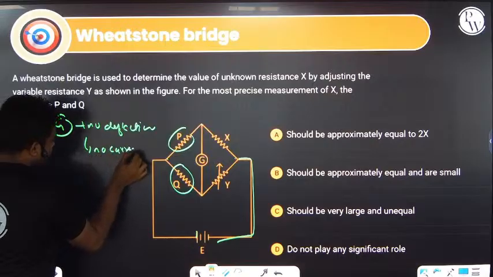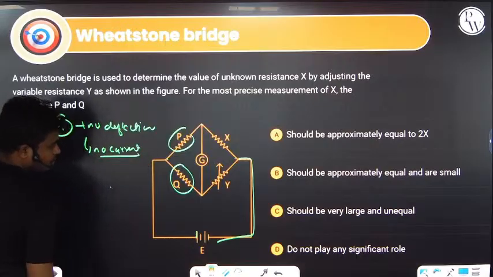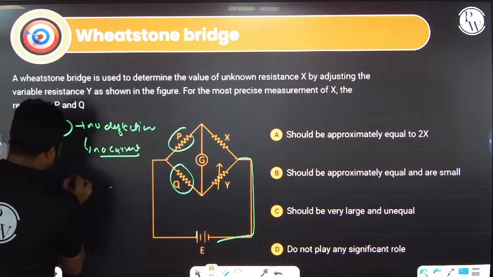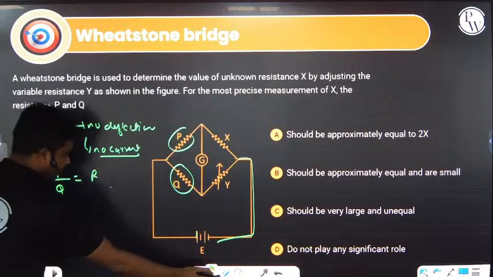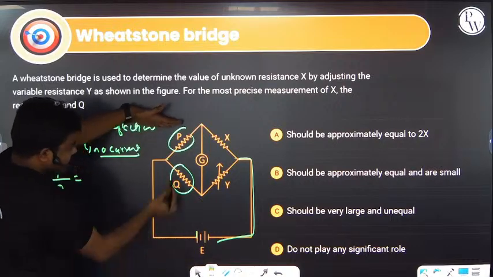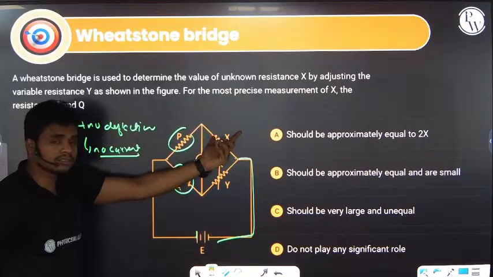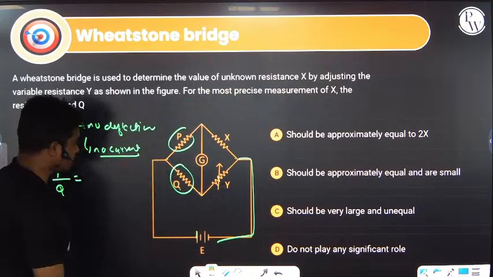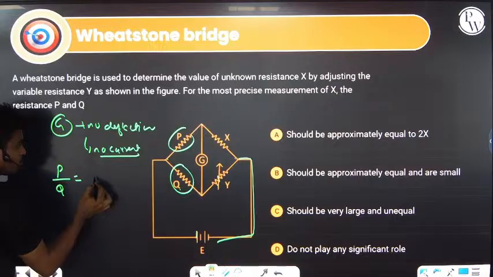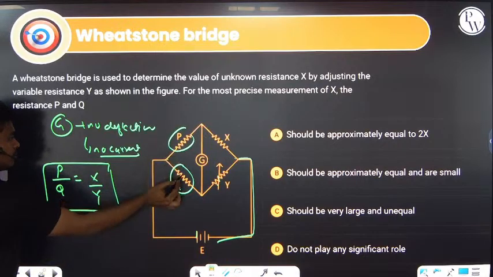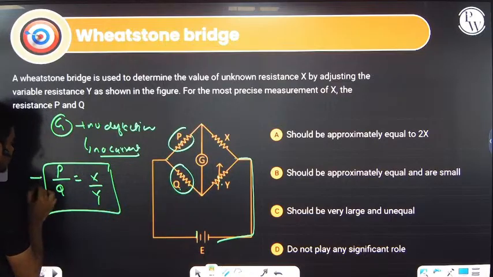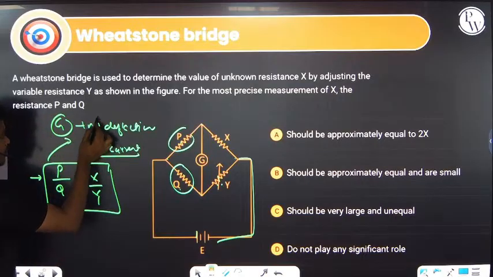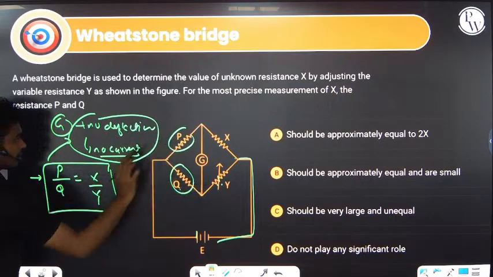In that case, what will you write? If no current is flowing across that, we can write P by Q is equal to X by Y. This resistance by this resistance should be equal to that resistance by this resistance. P by Q should be equal to X by Y. This is what we call arms. This arm by this arm, that is P by Q, should be equal to X by Y. When this condition is satisfied, current does not flow across the galvanometer.